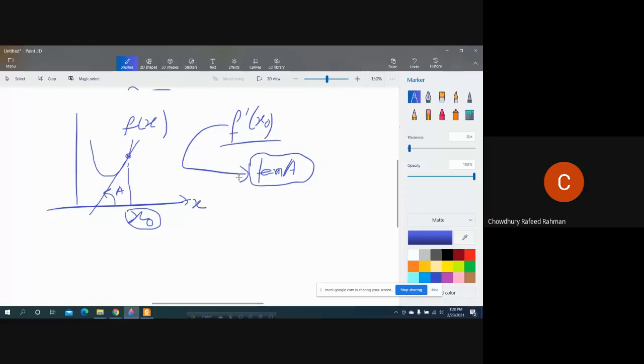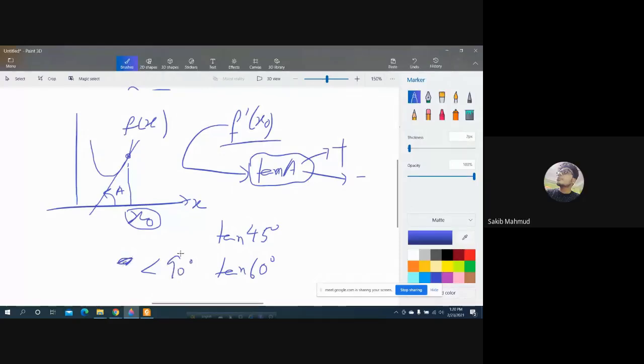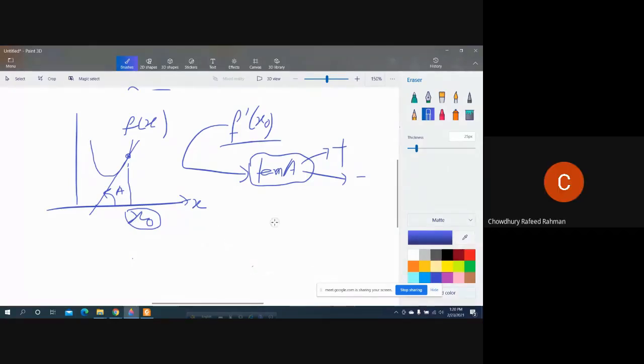Very interesting. Now, answer me one question. Is tan A positive or negative in this particular picture? Sir, negative. No, obviously positive. Tan of 45 degree, or yes, tan of 60 degree, is positive. Anything less than 90 degree is what? Positive. For tan, any angle less than 90 degree is positive. So tan A is positive.